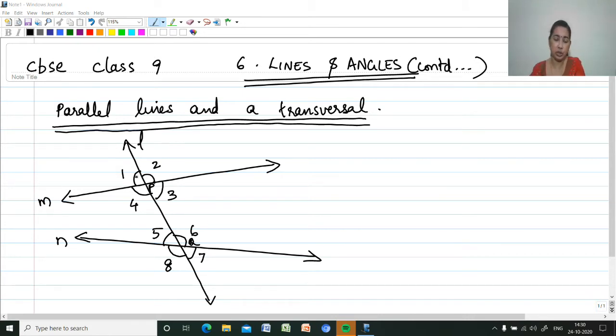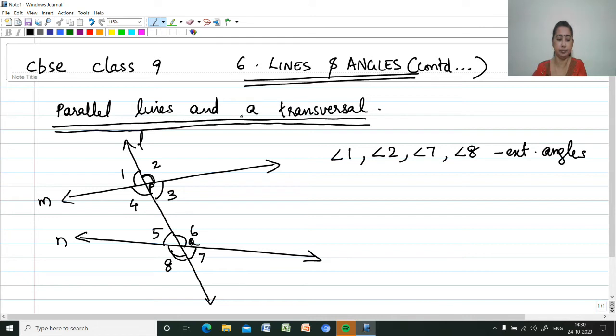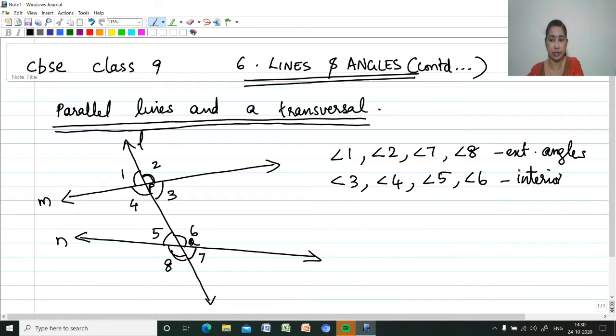Here I have marked so many angles. This is angle 1, 2, 3, 4, 5, 6, 7, 8, eight angles I have marked here. Angle 1, angle 2, angle 7 and angle 8 are exterior angles. Then which are interior angles? Angle 3, angle 4, angle 5 and angle 6 are interior angles.